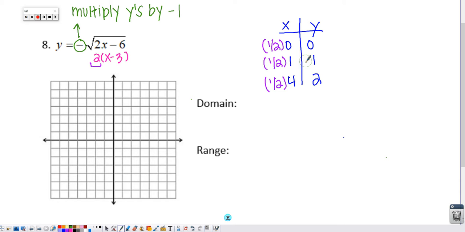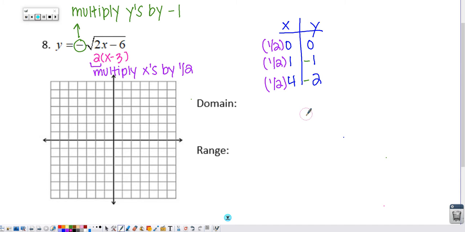Or I can just put a negative sign. Negative, negative. Okay? And I'll go ahead and rewrite the figures. Multiply the x's by 1/2. Remember, because it means opposite. Alright, so now we have a new table.